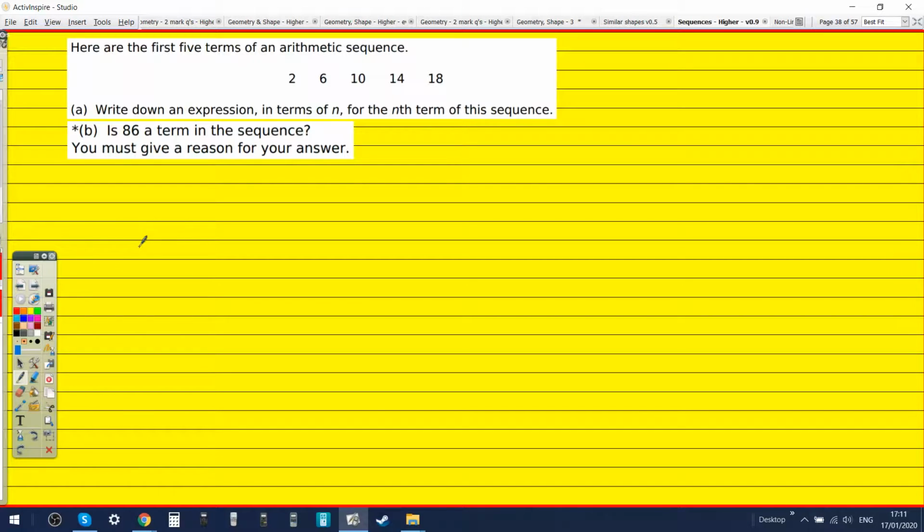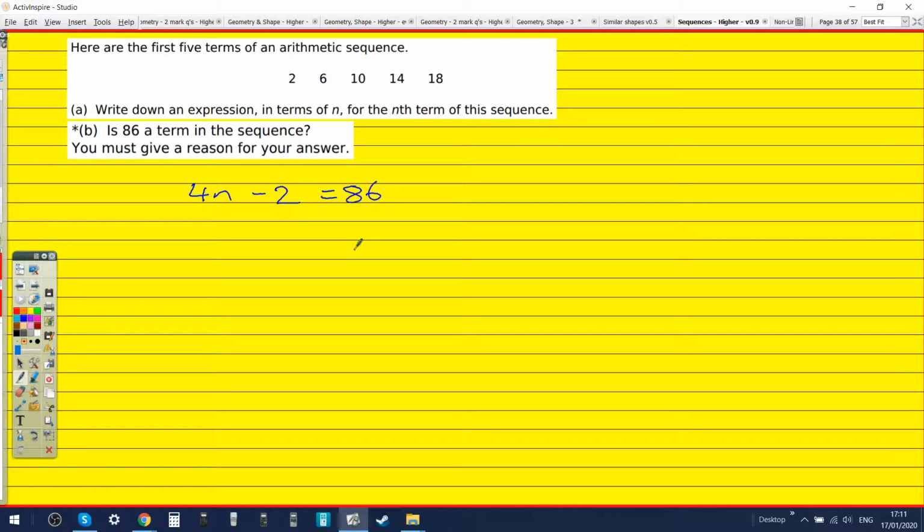Yes, let's try this one. 4n minus 2. And part B? Is 86 a term in the sequence? Could I do 4n minus 2 equals 86? Yep.